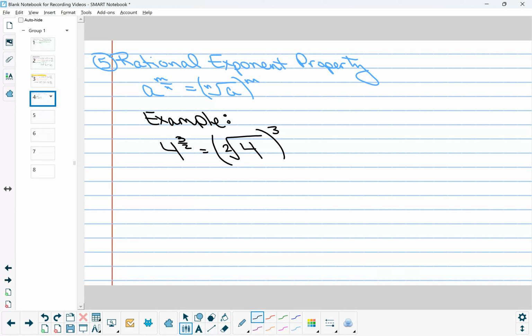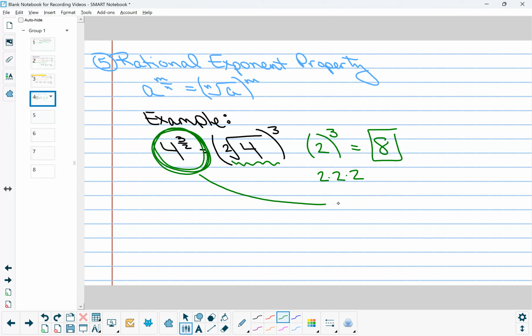Okay, now you're going to evaluate. So what's the square root of 4? This is the part you would do first. Okay, well, the square root of 4 is 2. And now you're going to cube 2. And 2 cubed, that means 2 times 2 times 2, right? That's 8. So 4 to the 3 halves, weirdly, is equal to 8. Is that not strange?